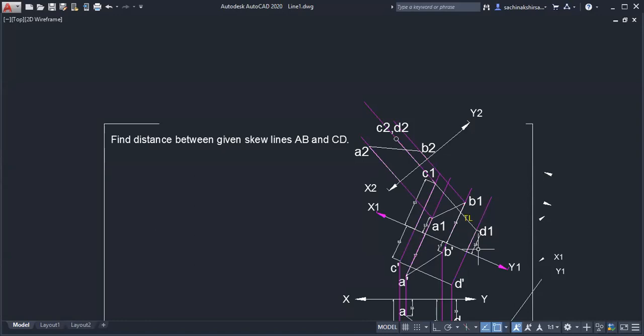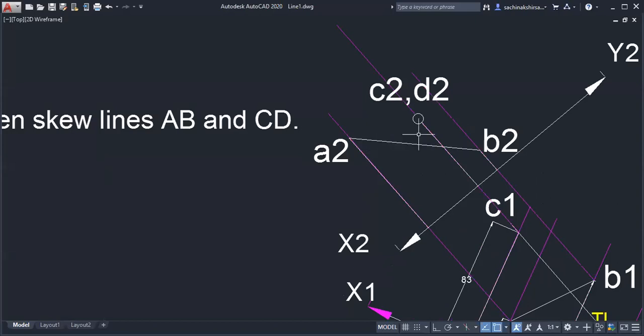How should that line be? Means from this point I have to draw a perpendicular line to A2 B2. So from this point I have to draw a perpendicular line, something like this. It is not perpendicular yet, but I should draw a perpendicular line so that I will get the shortest distance. Are you getting it?